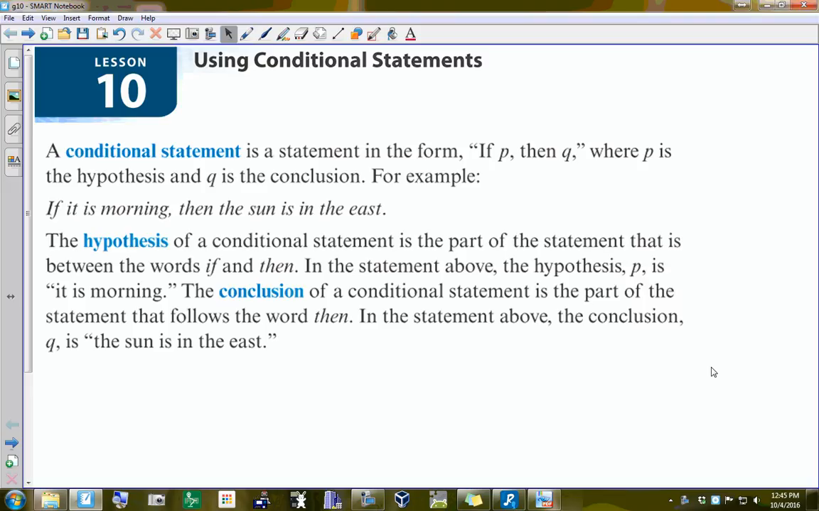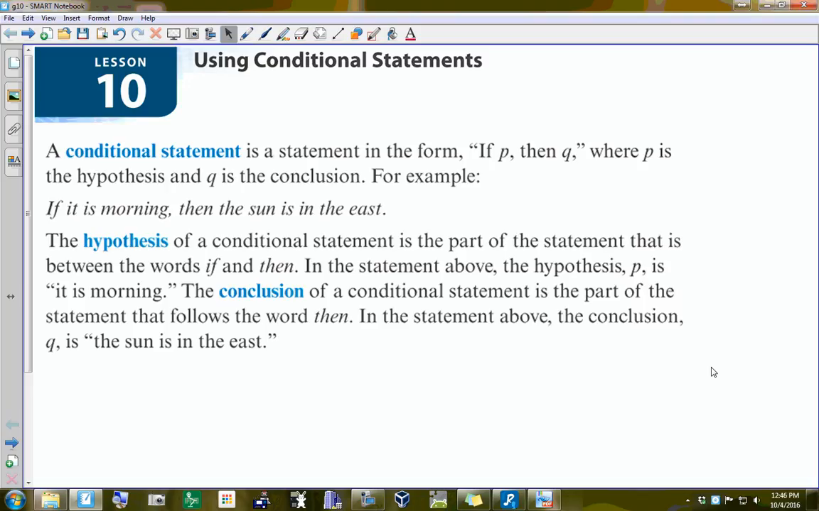A conditional statement is always going to be in the form of if-then. If something, then something else. If you do your homework, then you don't have to worry about being on the deficiency list. Okay.